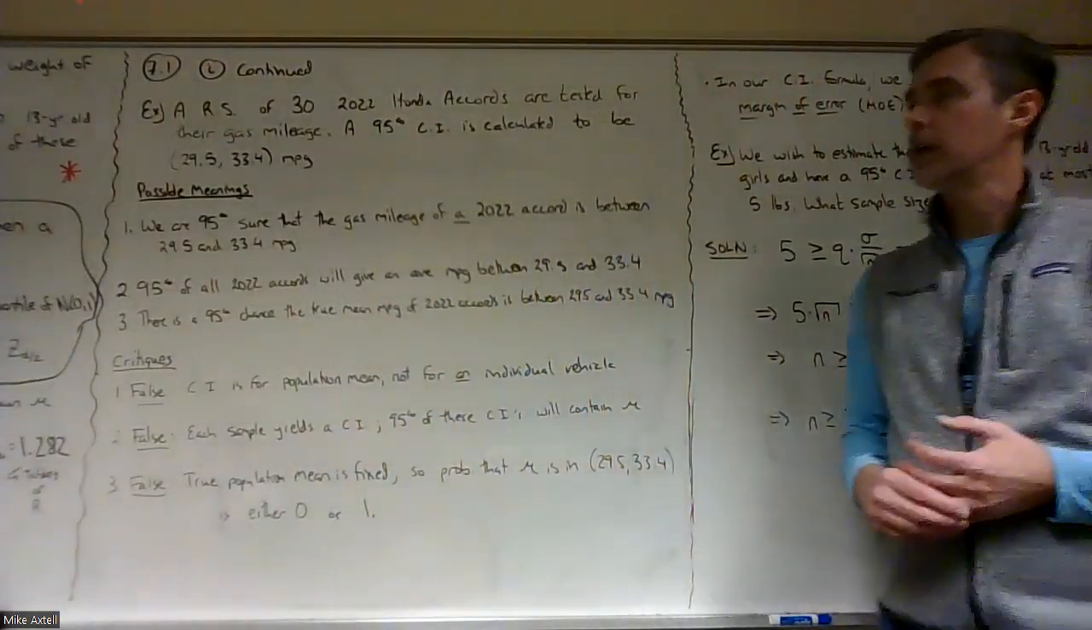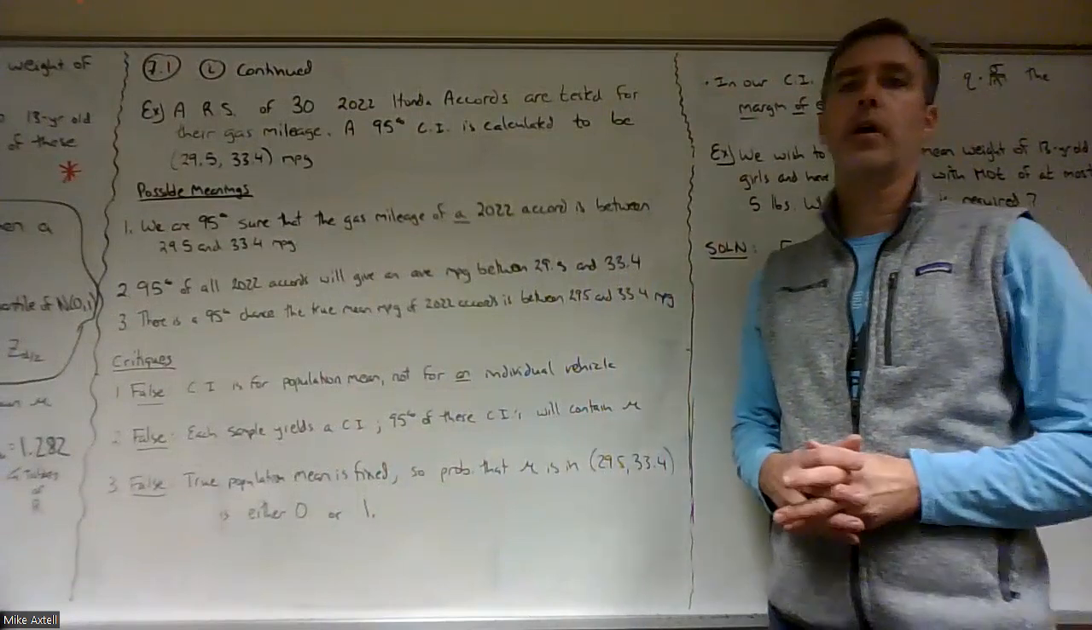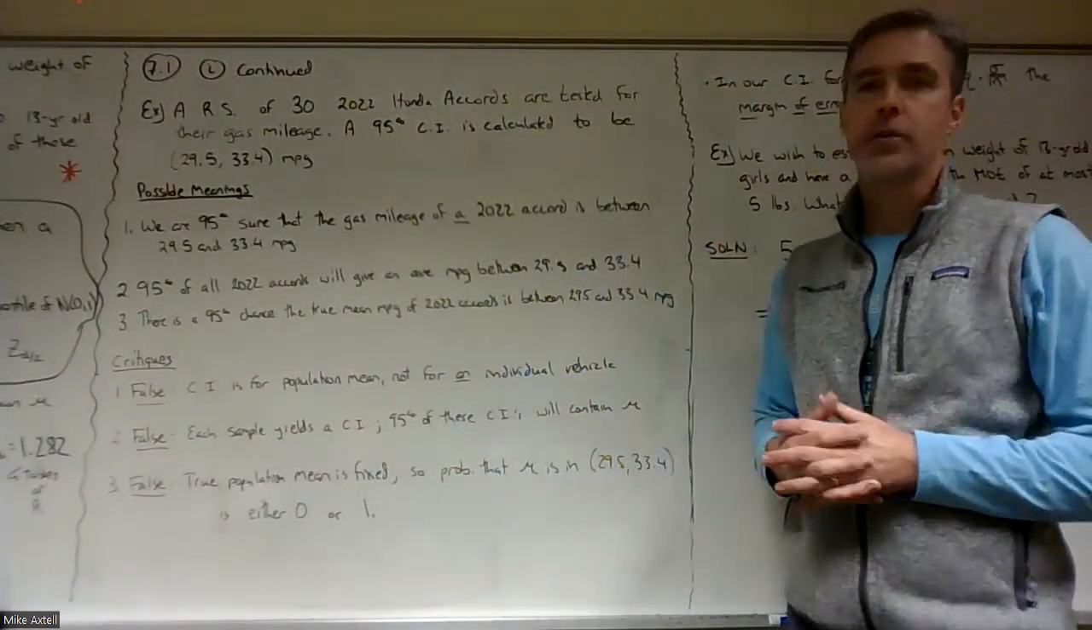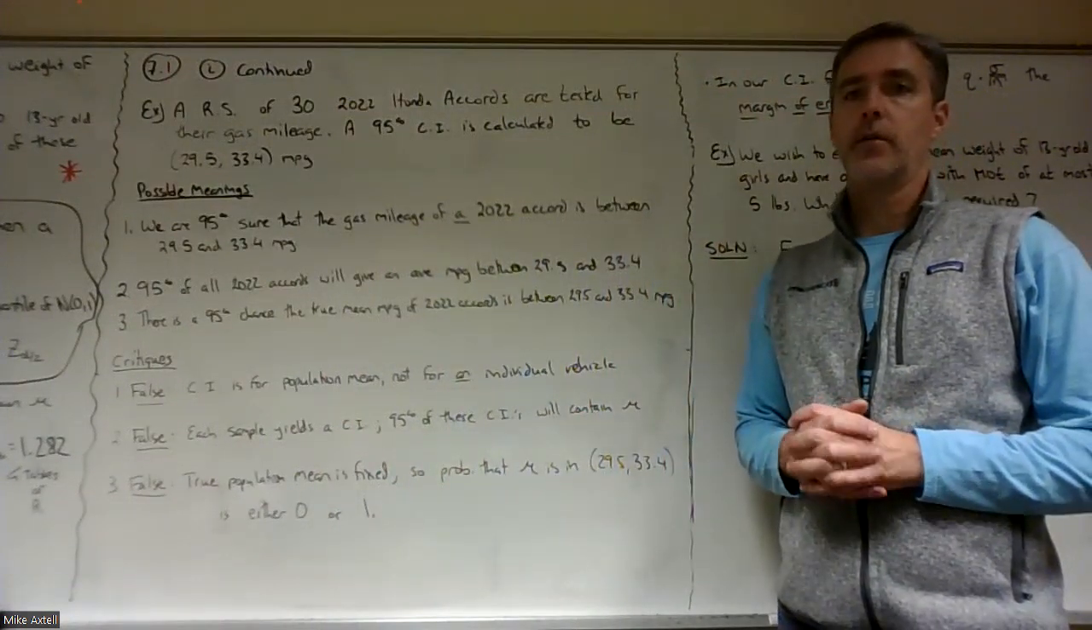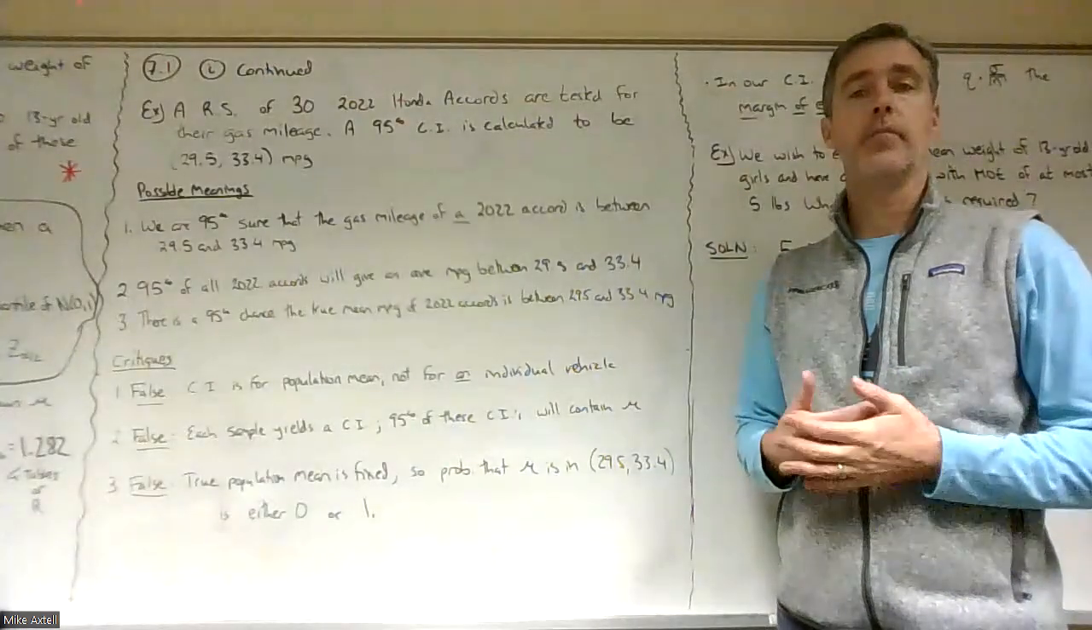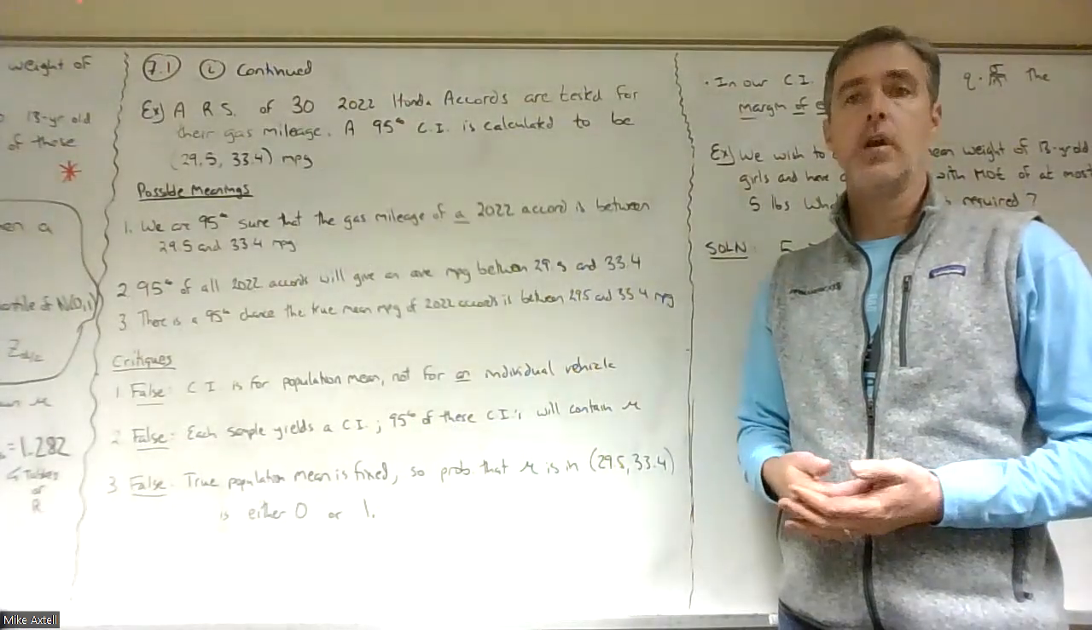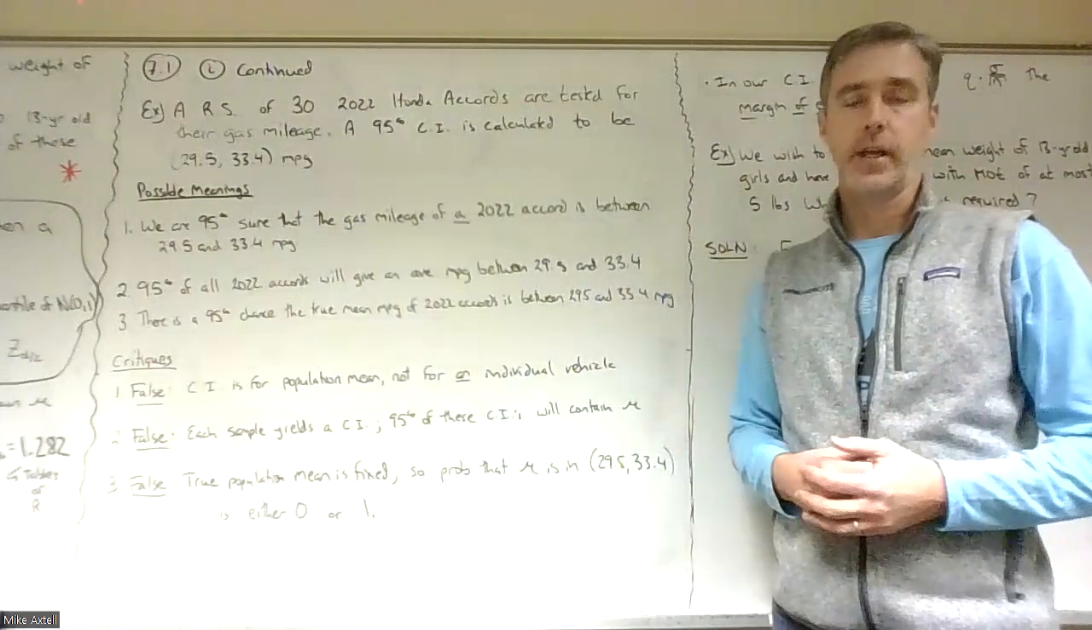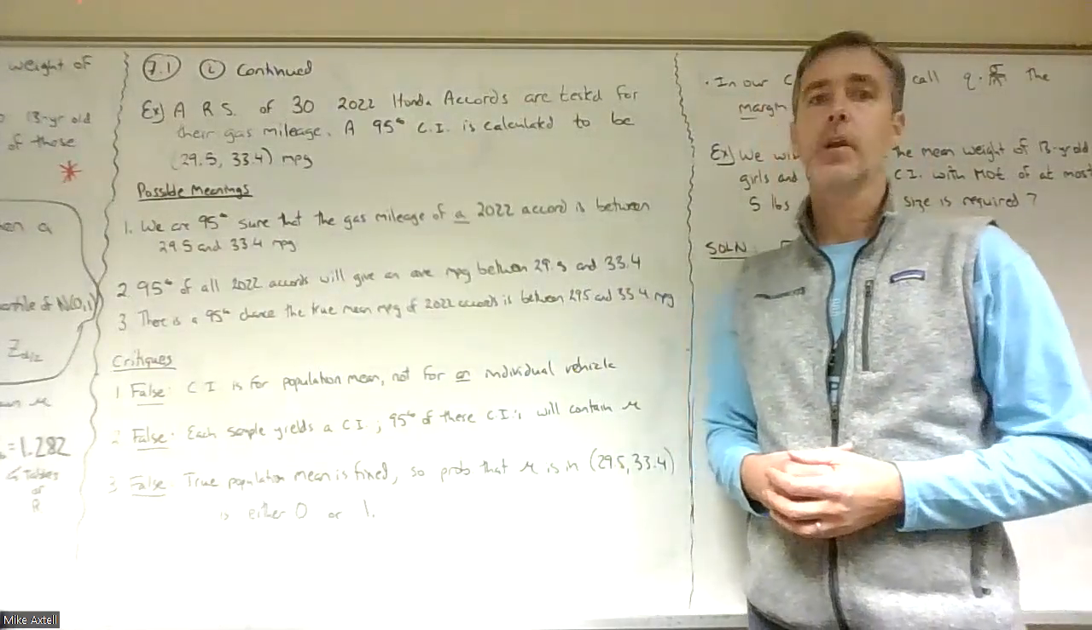All right, so this is the second video in section 7.1. We're going to continue to do an example or two where we're trying to find a confidence interval for the mean of a normal population where I know the variance or the standard deviation sigma, okay?